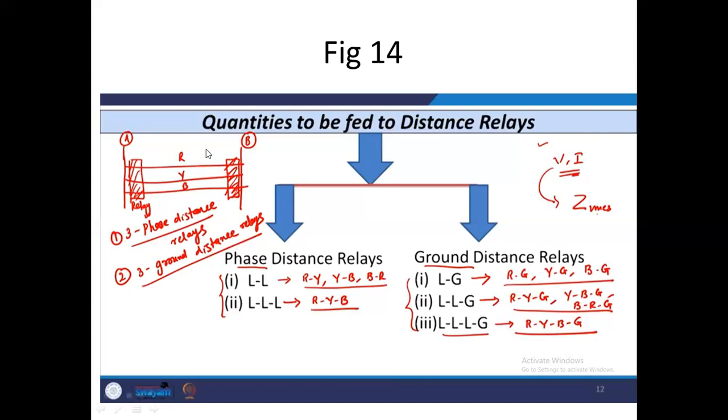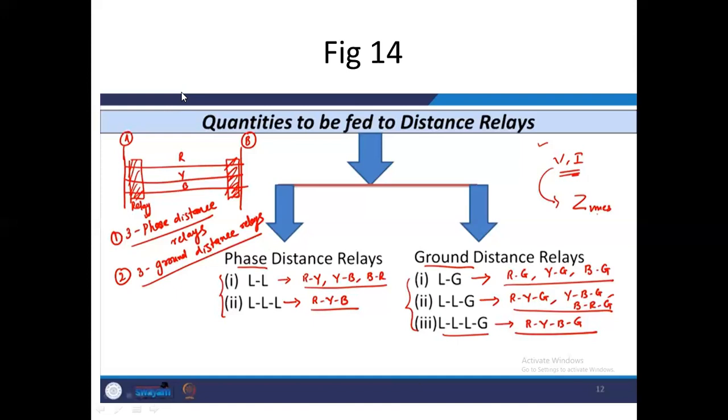So I use another distance relay here at bus B, and at bus B also, for this relay, again three phase distance relays and three ground distance relays are required. So total six units for bus A and six for bus B. Now we consider phase relays and ground relays, and as I have told you, phase relays are meant for phase faults and ground relays are meant for ground faults.